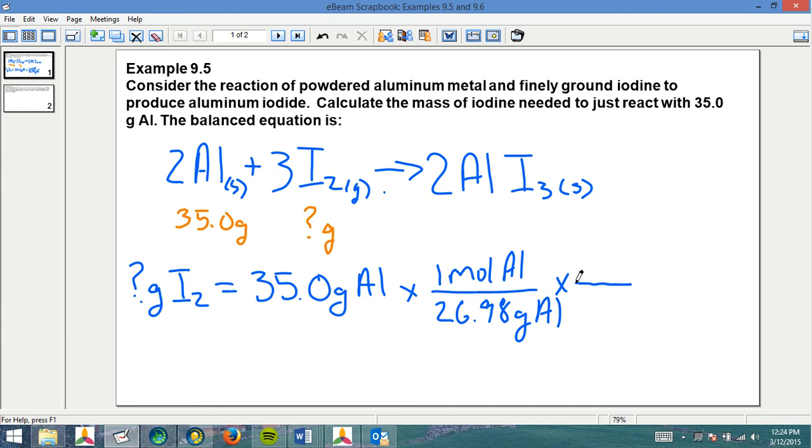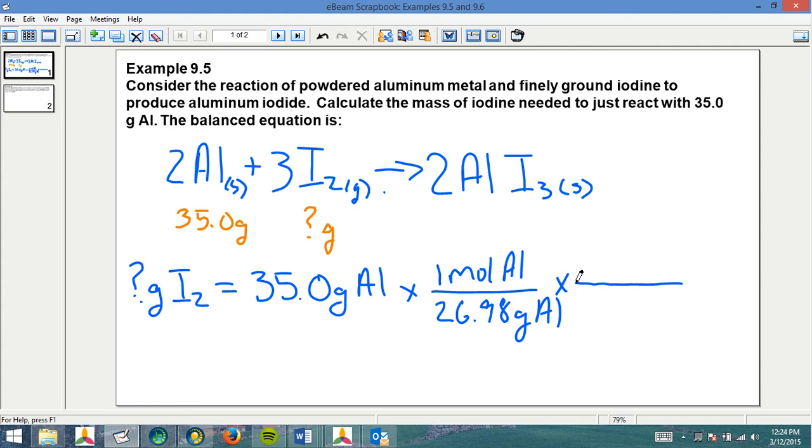So that's what we're going to do here next. So now we have 1 mole of aluminum, but we want to go to iodine. And so we need to convert from aluminum to iodine. And what do we use to convert that? What is going to tell us the ratio between iodine and aluminum? The equation. Right, the balanced chemical equation. Which is going on the bottom, aluminum or iodine?